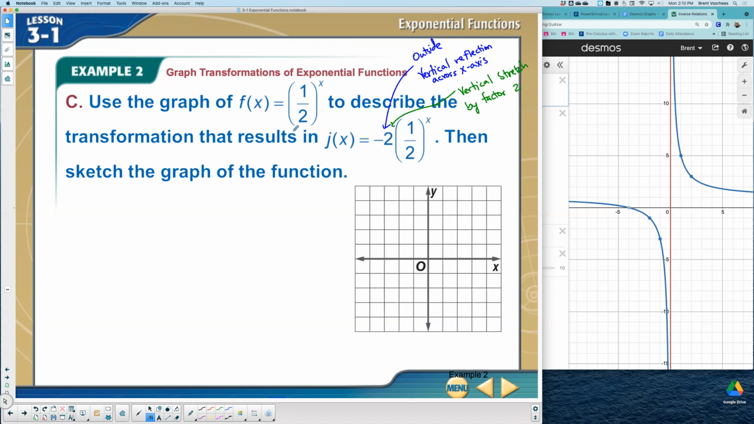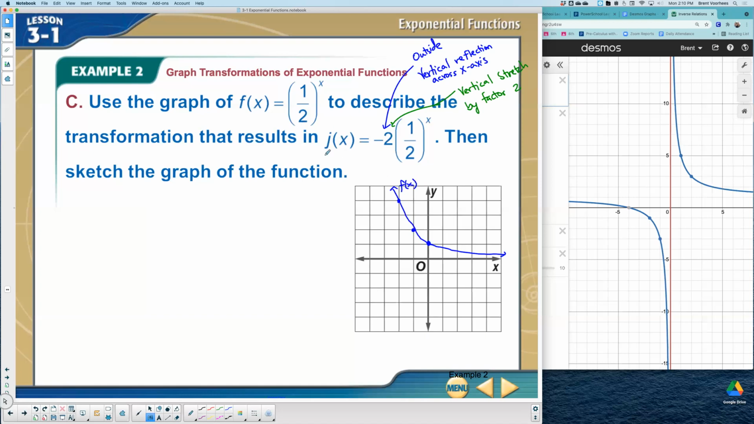And so this does not have an original graph. So to help you out, let's put the original graph on there. It would go through the points 0, 1, like always. It would go through the point -1, 2, and it would go through the point -2, 4. So go ahead and put those on. This is the graph f of x. We'll go through these points, and then it would approach that asymptote this way. So there's the graph of f of x.